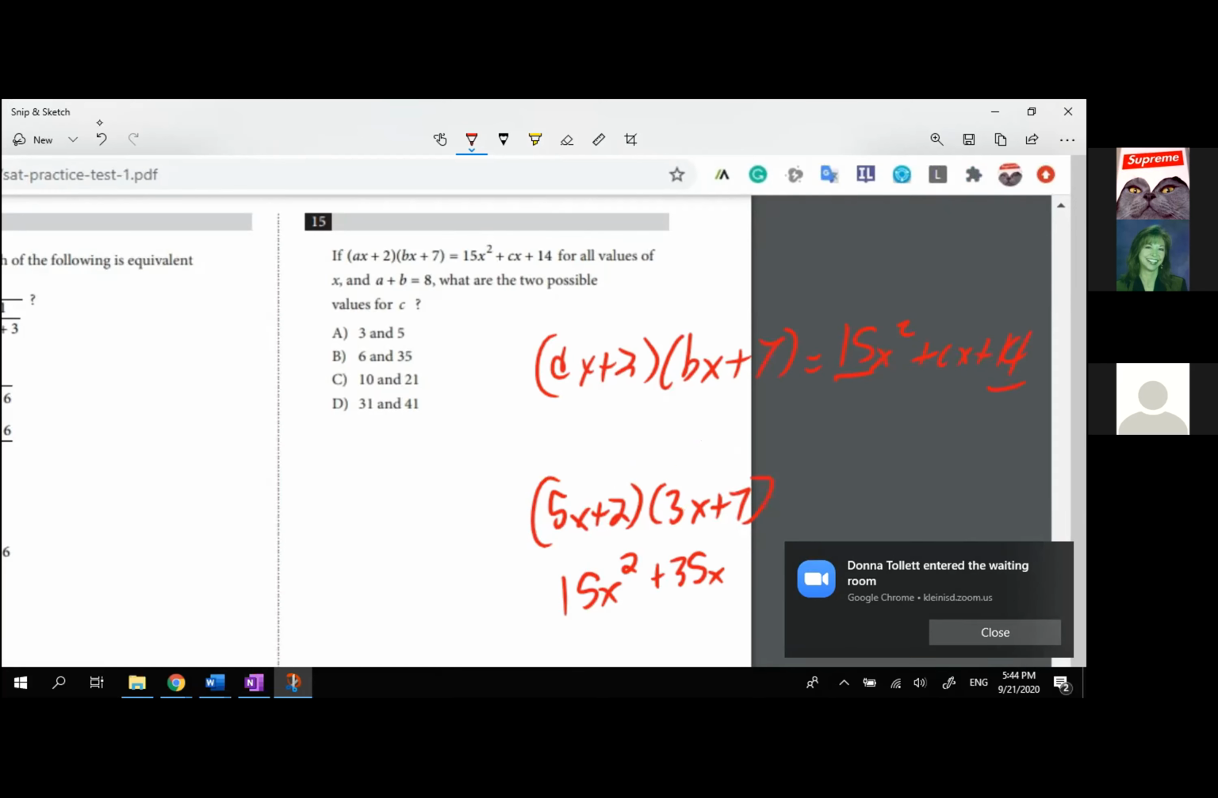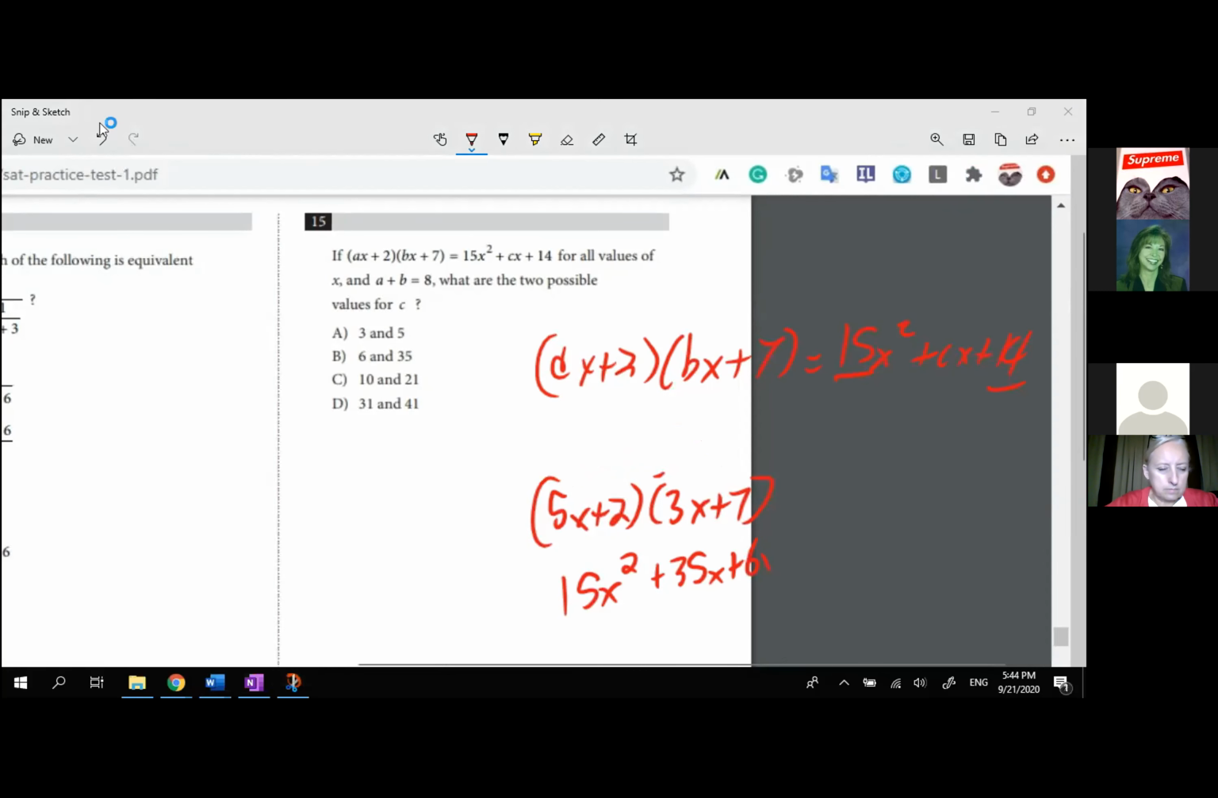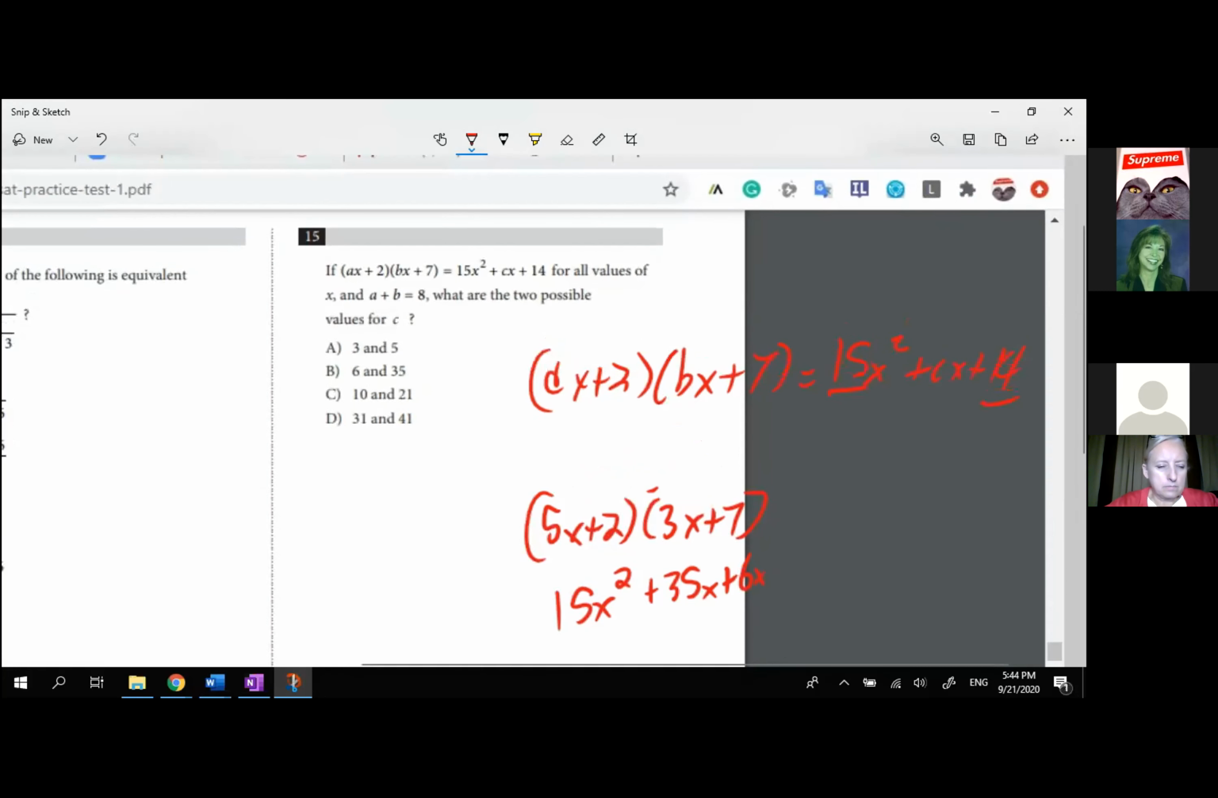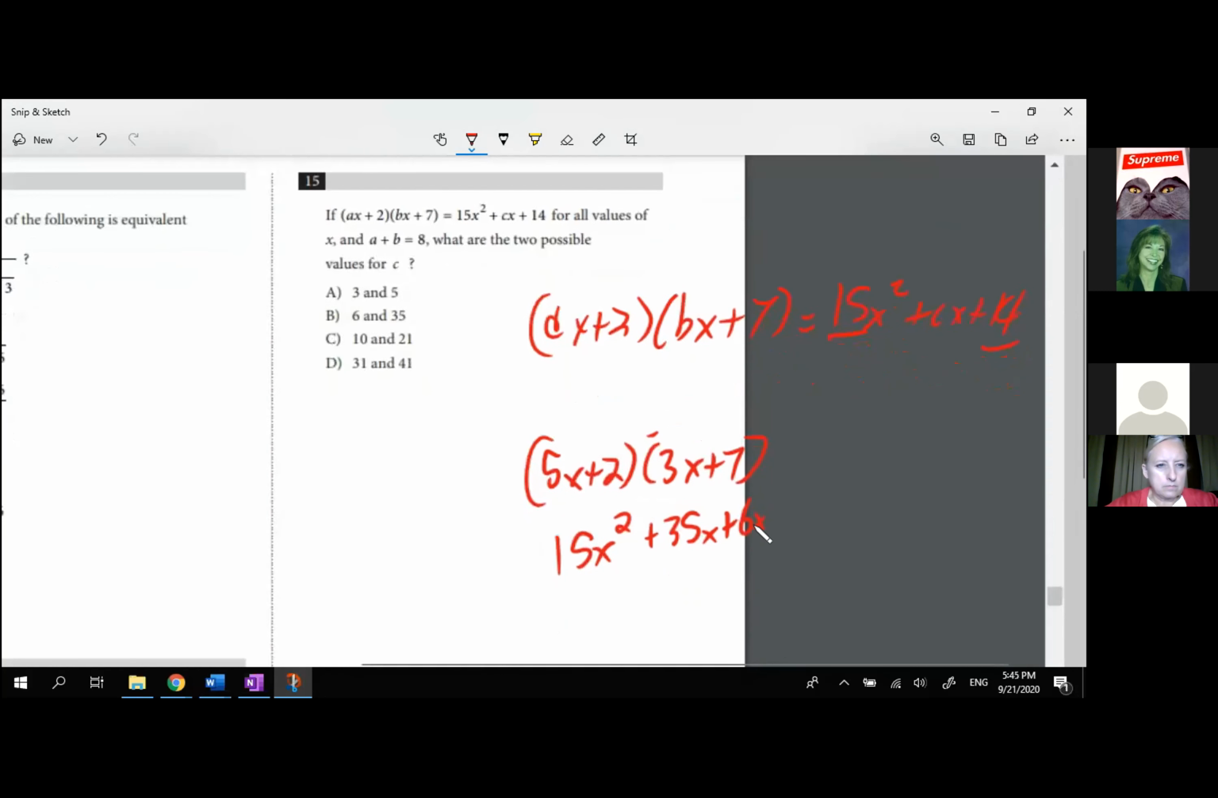Okay. So again, we've already multiplied our 5x by everything on the right side. We've got 5x times 3x equals 15x squared. 5x times 7 equals 35x. And then we've got to multiply the 2. So 2 times 3x, that equals 6x. That'll be plus 6x. Excuse me a sec. So right after this, we've got to multiply the 2 by the 7. That'll equal 14, plus 14.